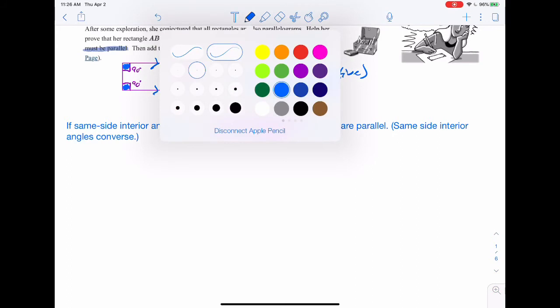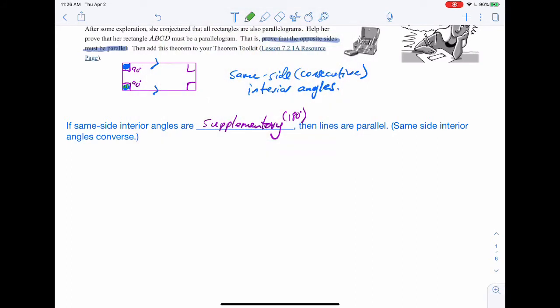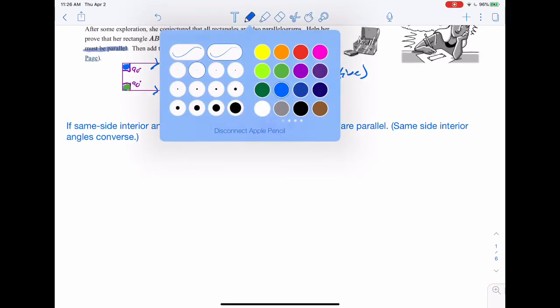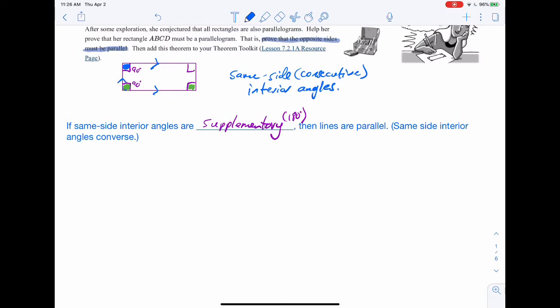Okay, well, what about this angle and this angle? Can I conclude the same thing? Yes, those are also same side interior angles of these two lines. And since they are also supplementary, then those two sides are parallel by the same side interior angles converse.